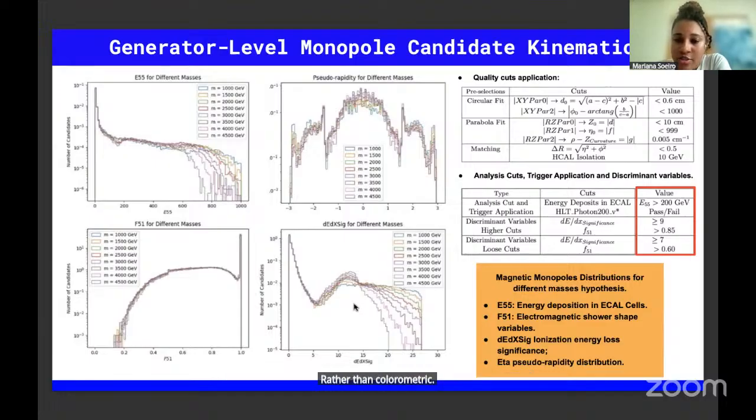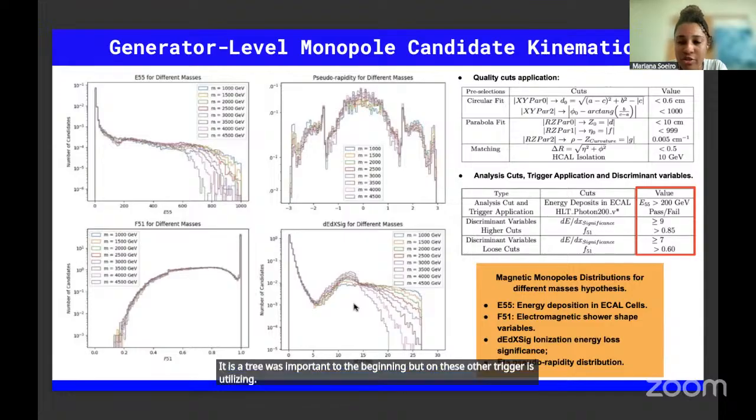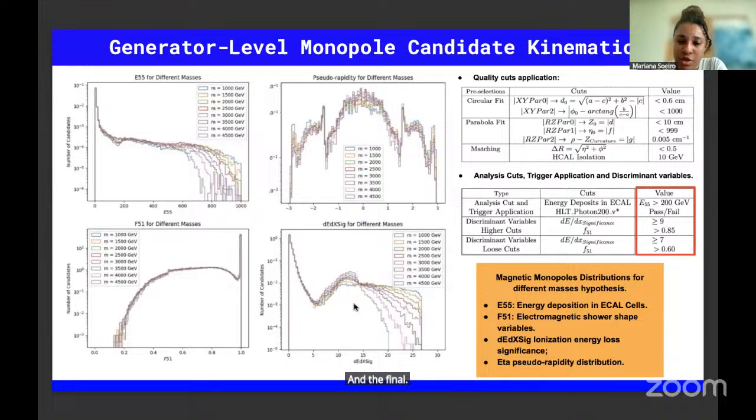For this trigger here, we basically use the photon trigger. It was important in the beginning, but nowadays other triggers are utilized because this one was not too efficient at the end of the process. And the final discriminant variables are related to the tight cuts and the loose cuts.